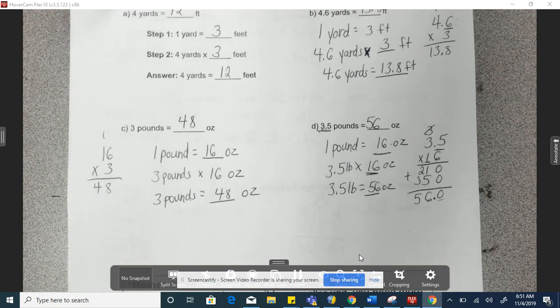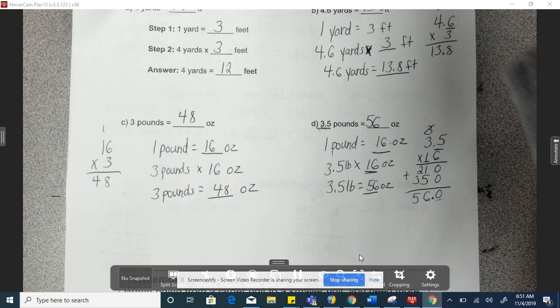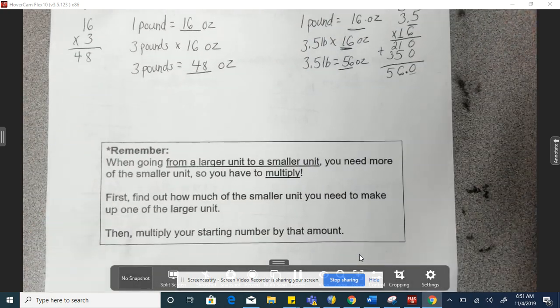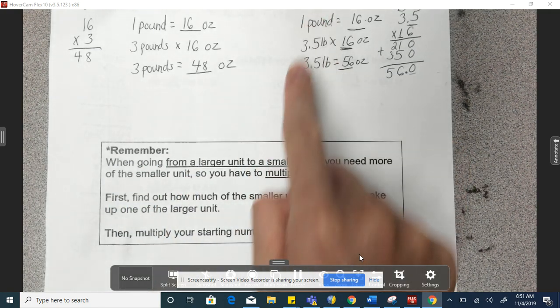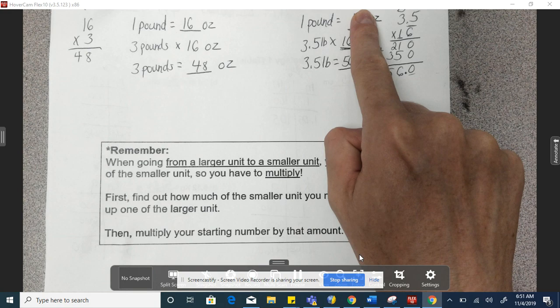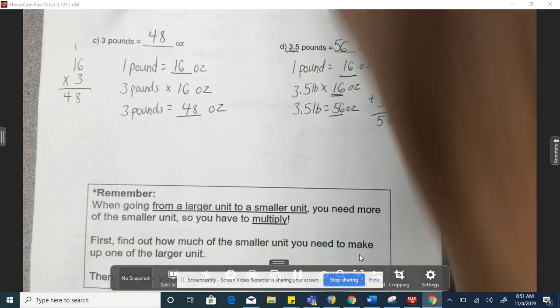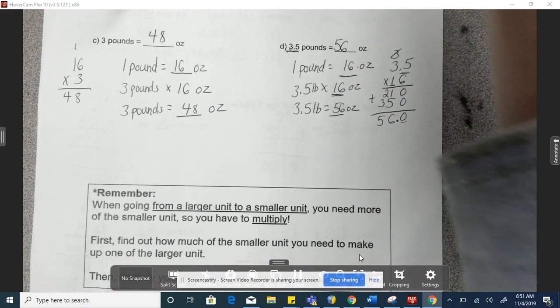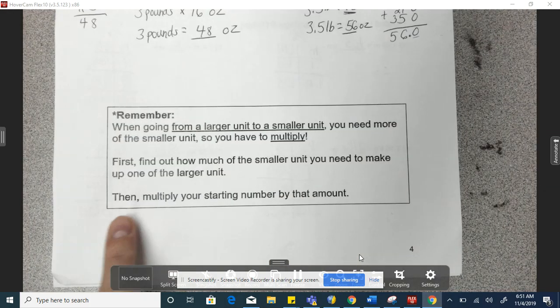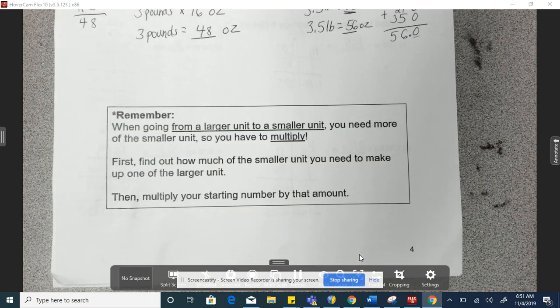I'm going to show you on the next page. You do not have to do anything. This is just for you to see. Remember, when you're going from a larger unit, such as pounds, to a smaller unit, such as ounces, you need more of the smaller unit, so you're going to have to multiply. First, find out how much of the smaller unit you need to make up one of the larger unit. Then, multiply your starting number by that amount.